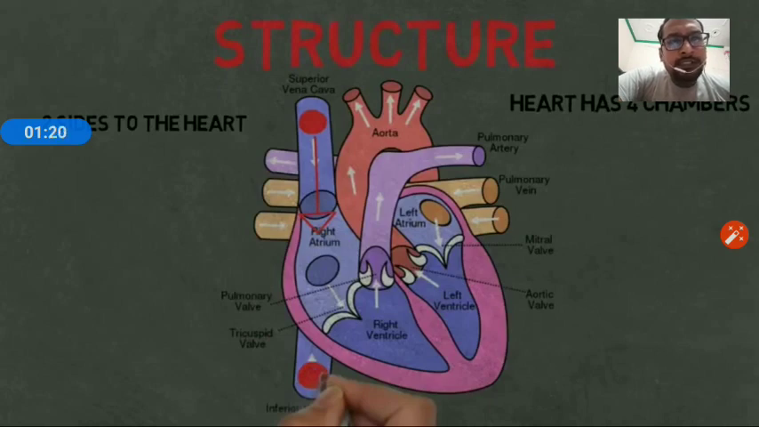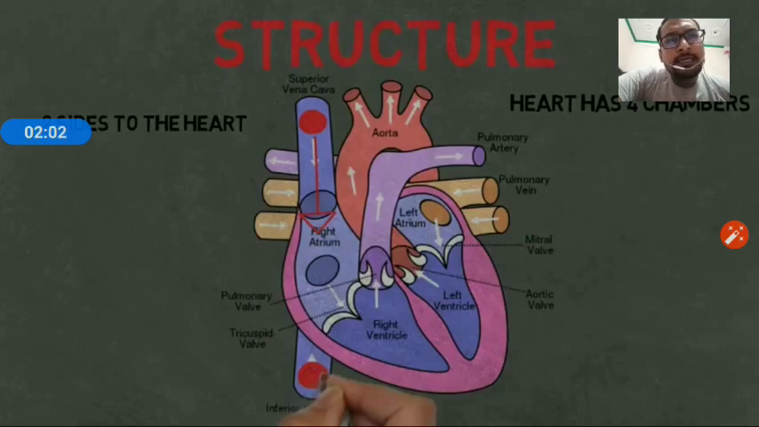This is the real structure. Here you see the superior vena cava and inferior vena cava, which are bringing the deoxygenated blood, the blood which has carbon dioxide, to the right auricle or right atrium. We call it right atrium or right auricle. Then the blood goes into the right ventricle, and from the right ventricle it is pumped to the pulmonary artery.